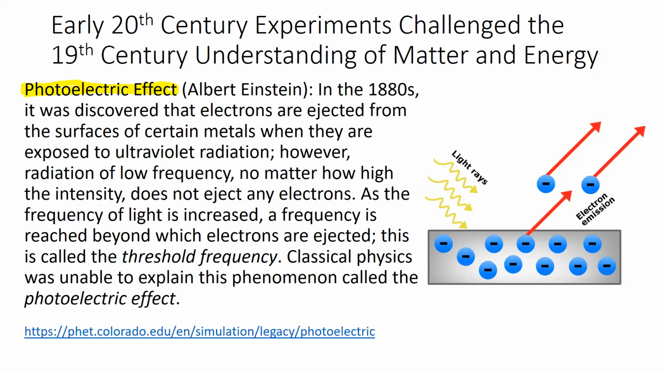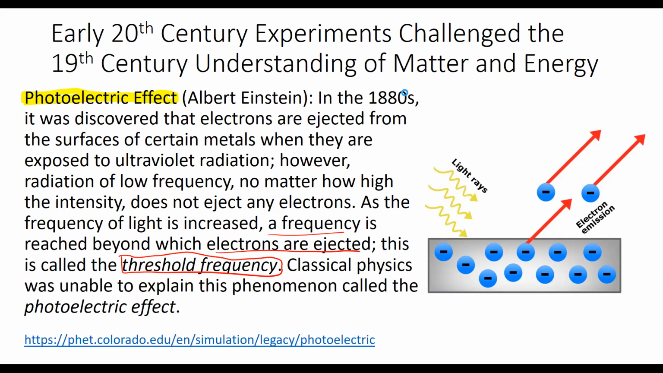As the frequency of the light is increased from low to high, there's a point at which electrons begin to be ejected. Beyond that frequency, electrons get ejected, and the name of that frequency is the threshold frequency. We're going to see that illustrated in this PhET simulation in a second, and classical physics just can't explain it.